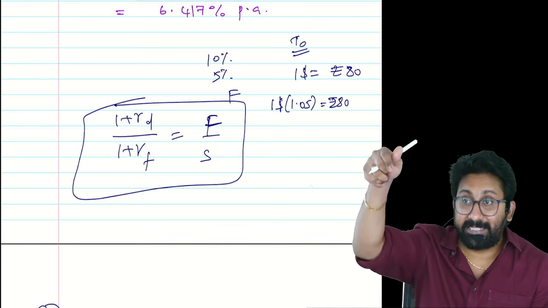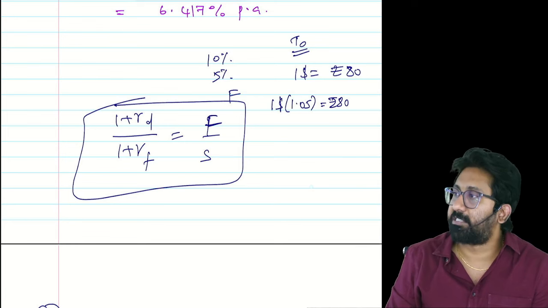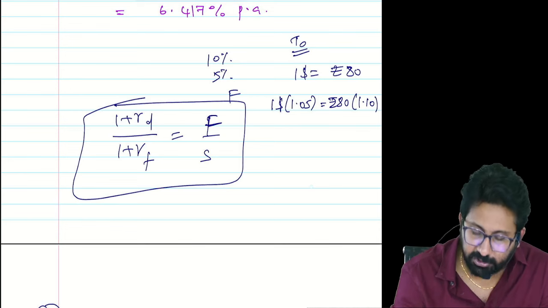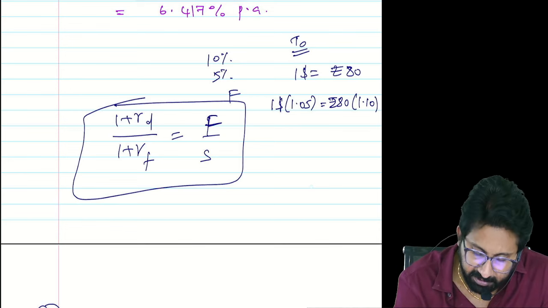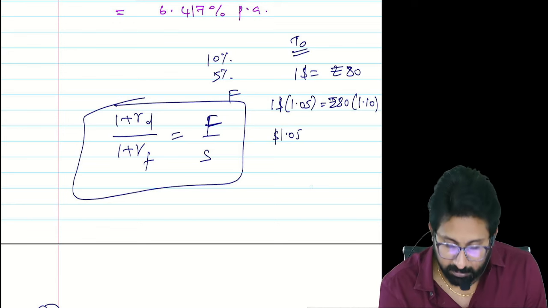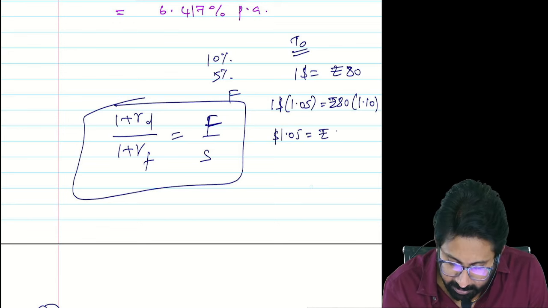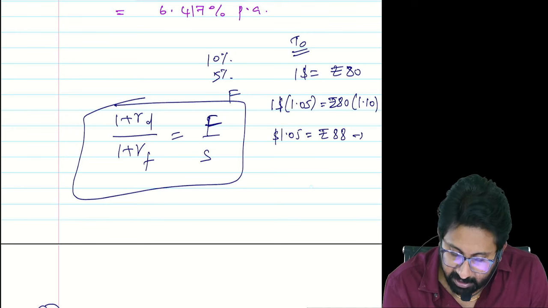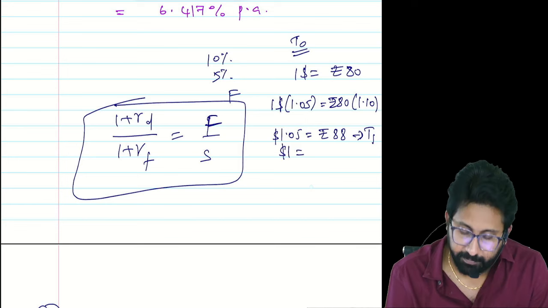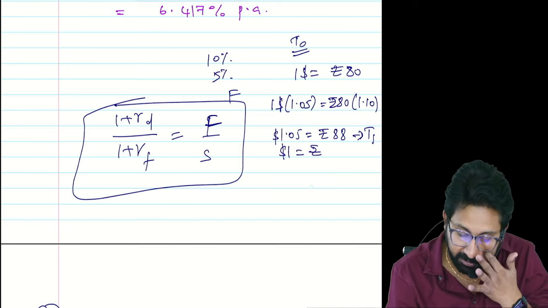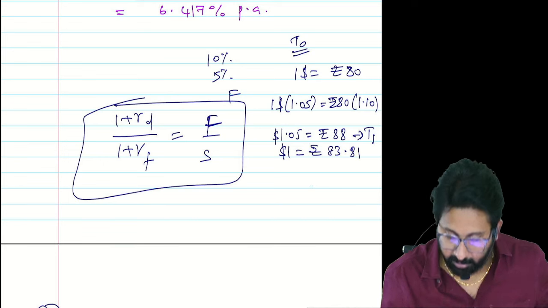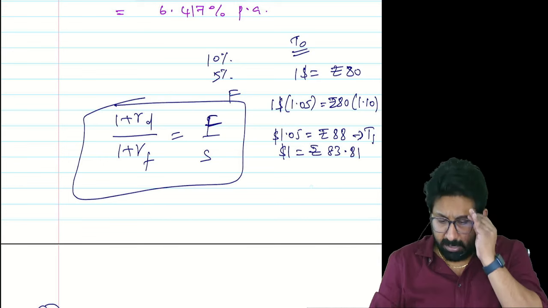I invest 80 rupees in India. In India, I can invest at what rate? 10%. That means I will get, along with interest, 1.10, so 80 becomes 88. After 1 year, how many dollars will be on hand? $1.05 equals rupees 88, one year after today. I want the rate for $1: 88 divided by 1.05. The answer is 83.81. Okay, stop here.